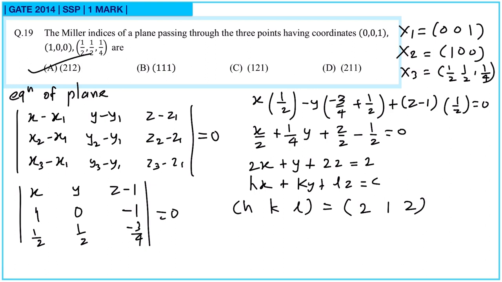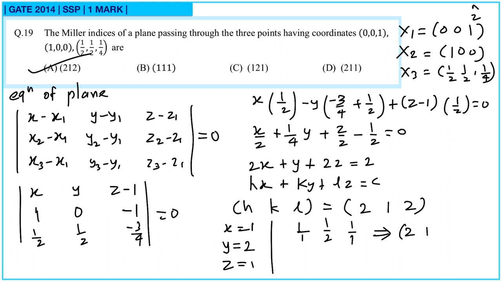Also, if we want to find out intercepts, then this is the z intercept, so z intercept will be 1. And for the x intercept, the point 1, 0, 0 means the x intercept is equal to 1. Similarly, if I put x equal to 0 and z equal to 0 in this equation, I will get y equal to 2. Then the method is to take reciprocals of these numbers. So this will be 1 by 1, 1 by 2, and 1 by 1, and then take the LCM of this. So that will be 212.